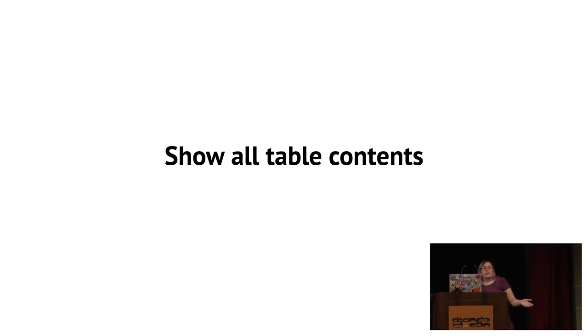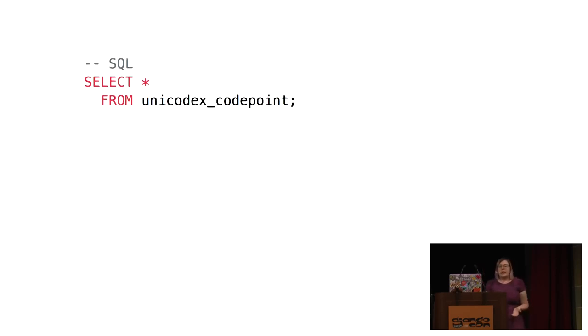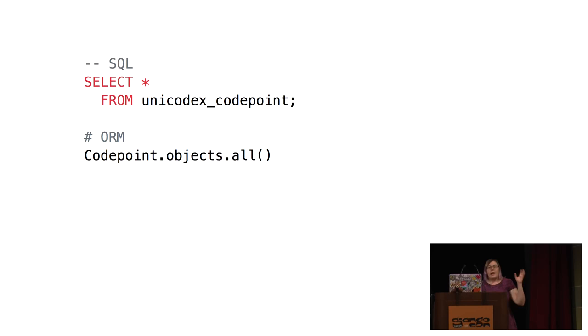So from here, any good database developer would go, okay, I want to select star from a table. So in the ORM, we do that by going our model.objects.all. And that just lists them all out.